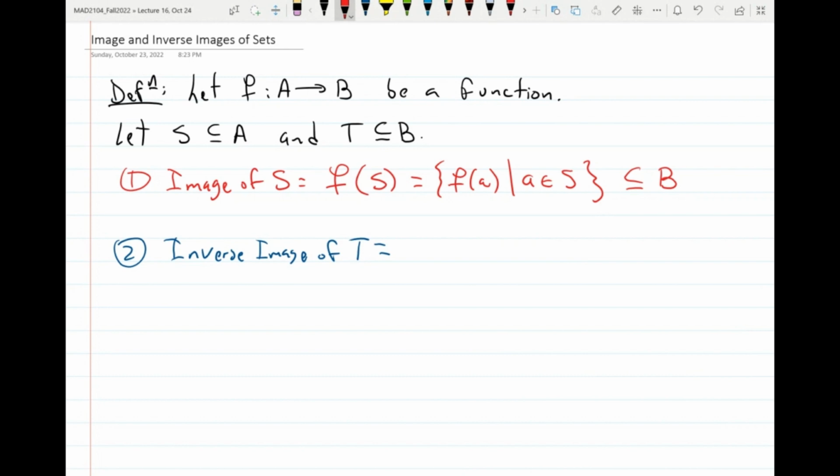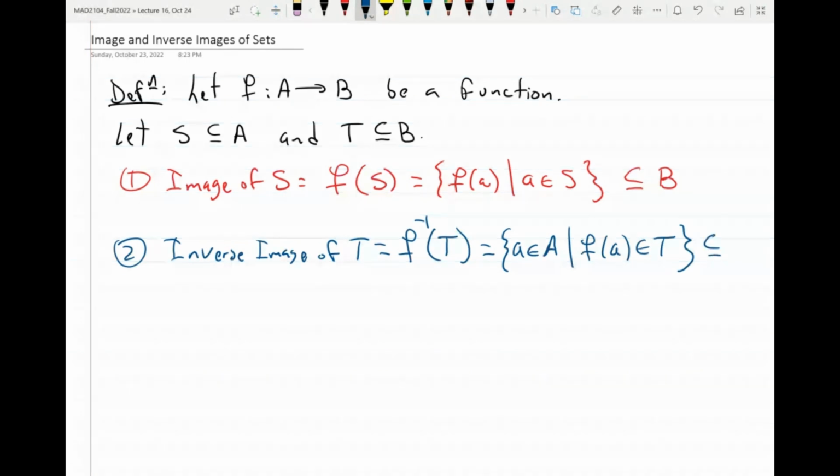Now the inverse image of a set, the notation is, as you probably expect, we use the inverse function notation, but it's not a function. Okay. So the inverse image of T, this is how we write it. So what is this? These are elements in A, so that when you apply the function, they go to T. Okay. So these are the elements in A, such that when you do f of A, that belongs to T. This is a subset of what? This is a subset of A.